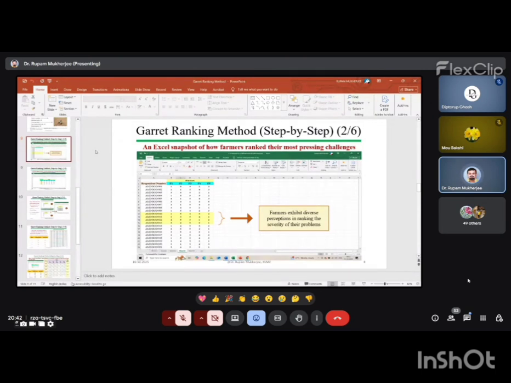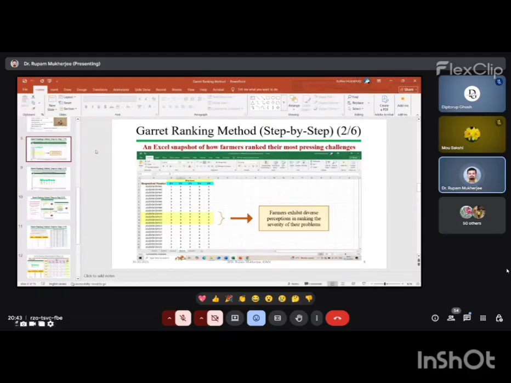Now if you come to the 10th respondent, I have highlighted the yellow part in the slide: the 10th, 11th, 12th, and 13th respondents. You see how the responses are. For the 10th respondent, factor 1 has been ranked as the most important problem. But for the 11th respondent, it is the 2nd important problem. For the 12th respondent, it is the 4th, and for the 13th respondent, it is the 3rd important problem. So you can understand that farmers exhibit diverse perceptions in ranking the severity of the problems.